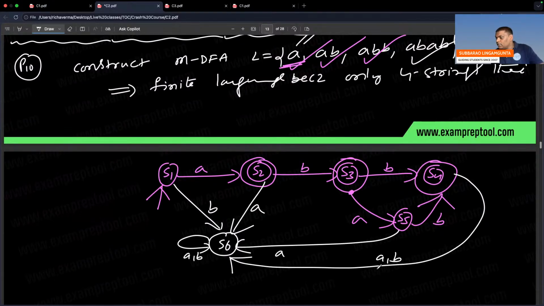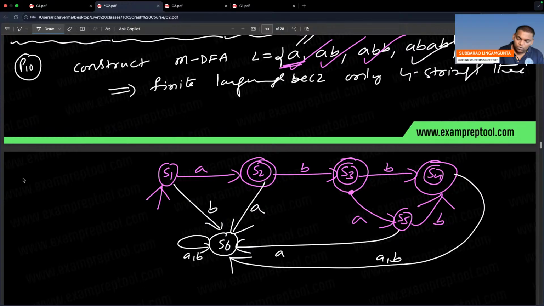These white color things, whatever I have written, NFA will ignore. DFA has to cover them. DFA has some extra responsibility; NFA doesn't have extra responsibility. That white color thing you ignore. That is called NFA.